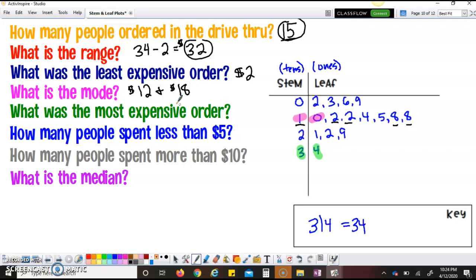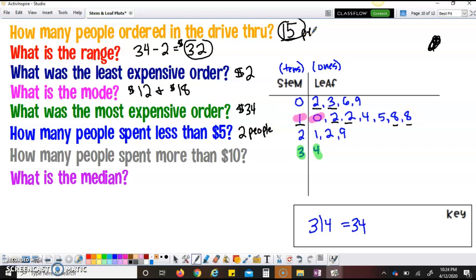Okay, what was our most expensive order? That's easy. Our most expensive order is down here. That was $34. Okay, sounds like my family going through the drive-thru. And then here we go. How many people spent less than $5? Okay, so it looks like, sorry, I don't know what is happening with my little mouse here. Okay, how many people spent less than $5? Well, we only have 2 people. This guy that spent $3 and this guy that spent $2. So only 2 people spent less than $5.